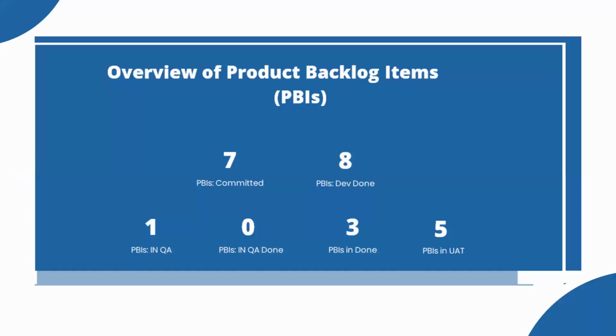So, an overview of the PBIs this sprint: we committed 7, developed 8. We still have 1 in QA. We have none in QA done. We have 3 that are in done, and we have 5 in UAT.